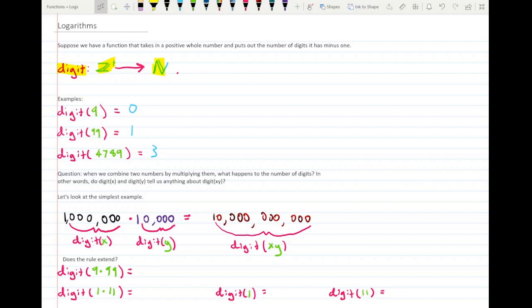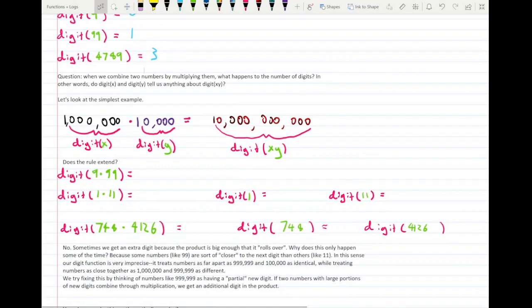Now the question is, is this digit function useful? What kind of cool properties does it have? For example, if we combine two numbers by multiplying them, what happens to the number of digits, right? Do we know anything about the digit of the product if we know something about the digit of the two things we put into the product?